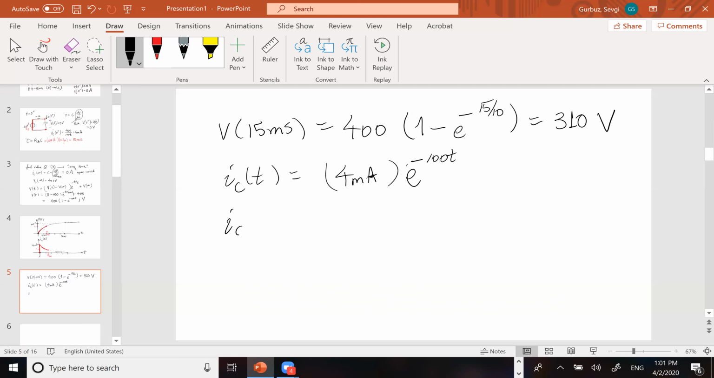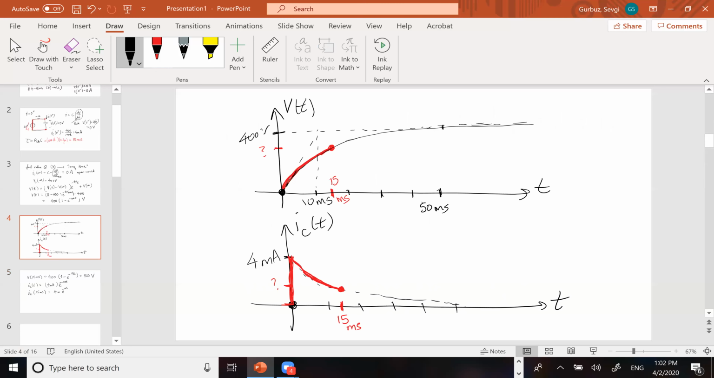And you can then go through and calculate what IC of 15 milliseconds would be, which would be 4 milliamps times e to the minus 1.5. I actually didn't go through and calculate a numerical value for that. So we'll just leave this in this form for now and use it as is. So this tells us now what these intermediate values are. If we go back to our plot, this is going to be 4 milliamps times e to the minus 1.5 amps. And this is going to be 310 volts.